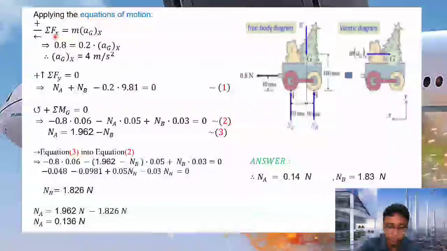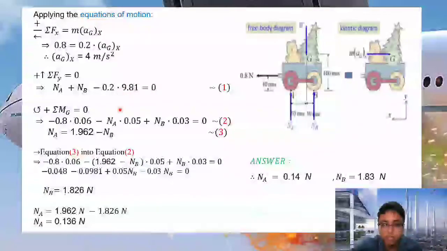First we have the resultant forces and the acceleration. Fx is equal to mass times aGx. Since we have just one force in the x direction, 0.8 Newton is equal to 0.2 times aGx. aGx will be 4 meter per second squared. So we know the resultant force in the y direction will be equal to 0 because the toy car is moving horizontally, and NA plus NB minus 0.2 times 9.81, which represents the weight force, is equal to 0.